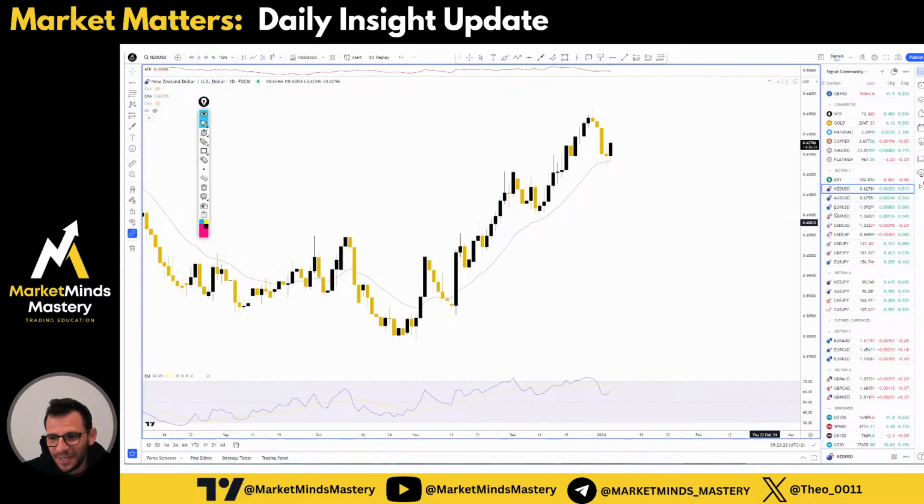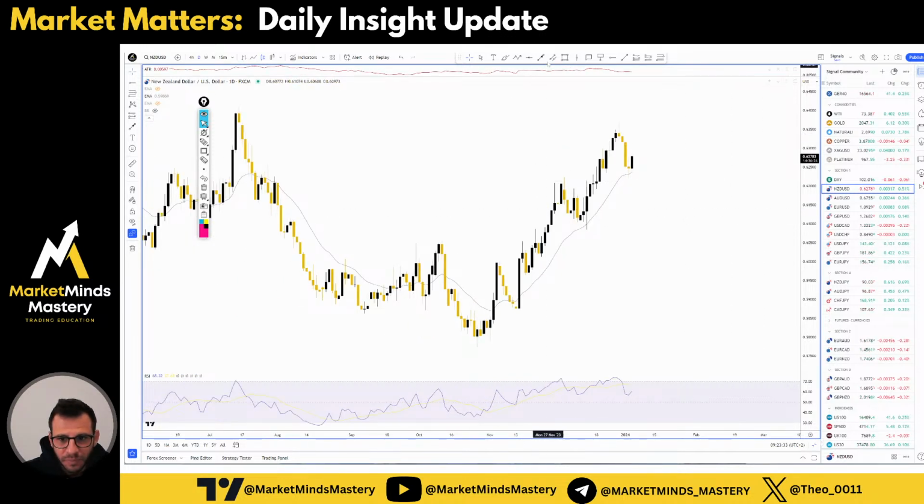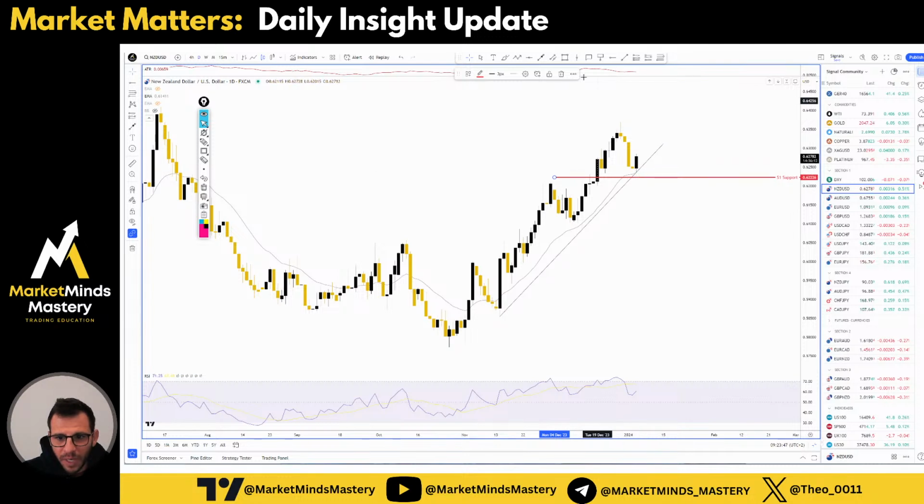Next one, let's check the Kiwi against the US dollar. Here it's a very interesting analysis on the Kiwi. I will walk you through the price, and here it's the swing resistance. We're going to call it R1. The price makes these impressive higher highs and higher lows. So we are in an uptrend. That's confirmed.